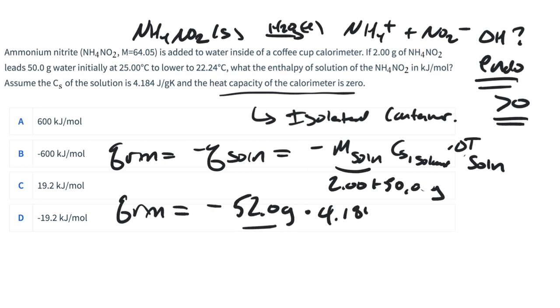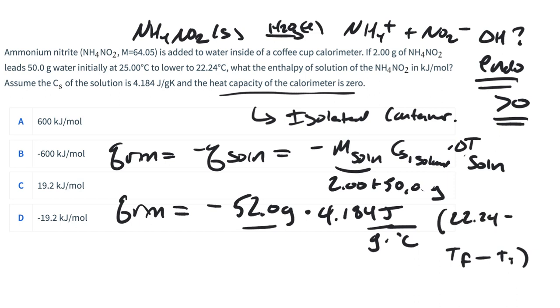CS here is 4.184 joules per gram Kelvin, and I'll just write that joules per gram degree C. And then TF minus TI. So as long as we get finalized the initial, and as long as we understand that this minus sign is coming from the reaction being the negative of the surroundings, which is the solution, then we should get the right sign out here. So the final temperature is 22.24, and then minus 25.00.